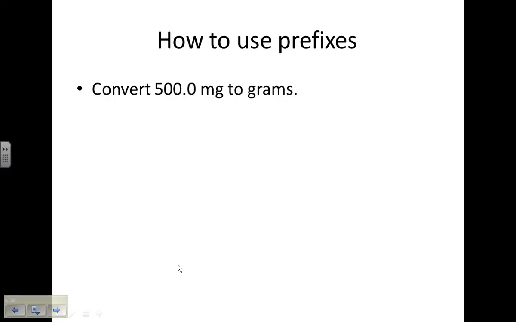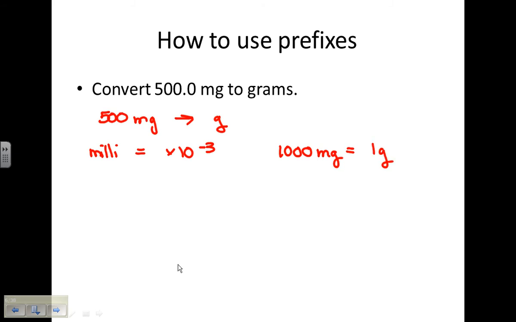Okay, let's try this again. And we're going to take 500 milligrams and we're going to convert it to grams. Remember, milli equals times 10 to the negative 3. So we can also say there is 1,000 milligrams in 1 gram. So I prefer, in this problem, to use this conversion.